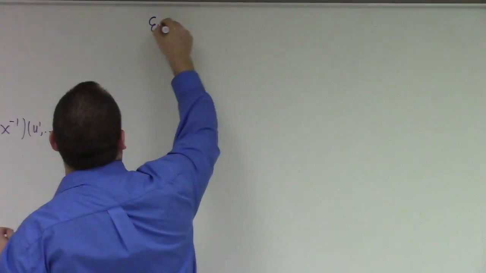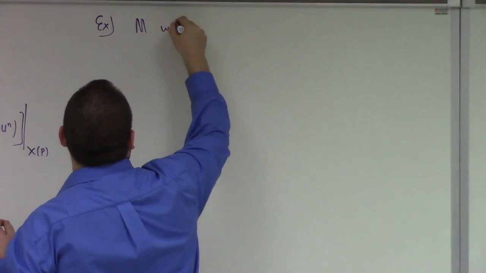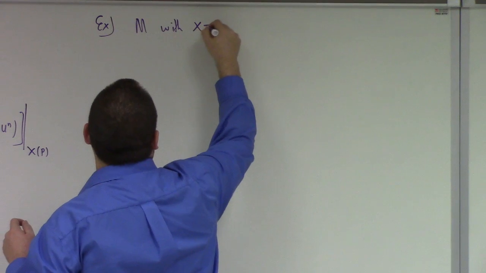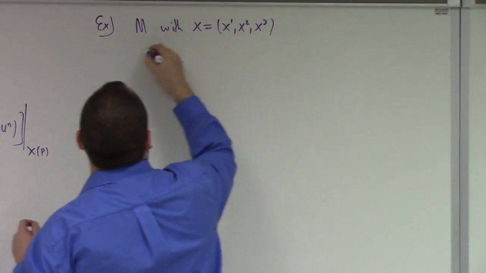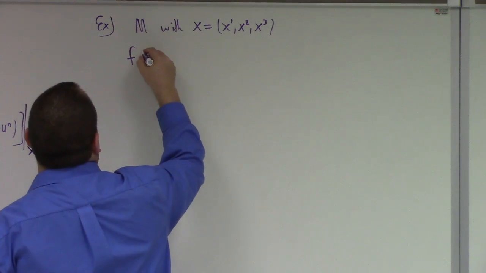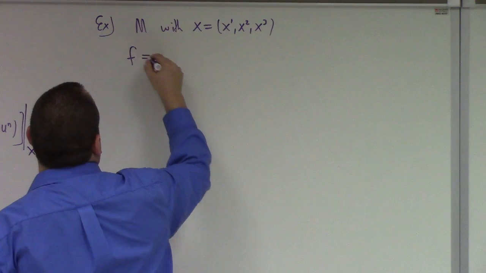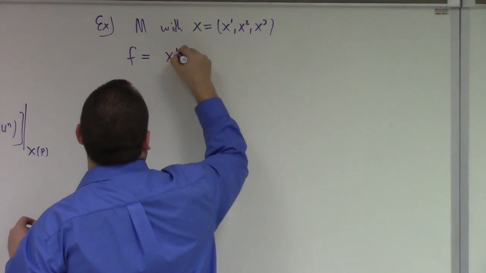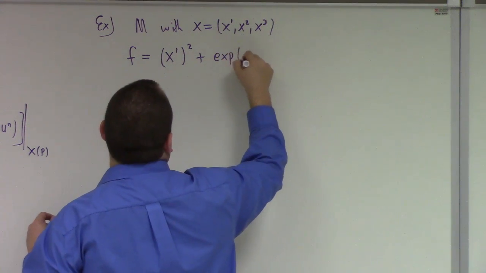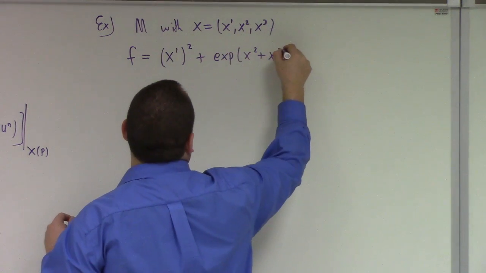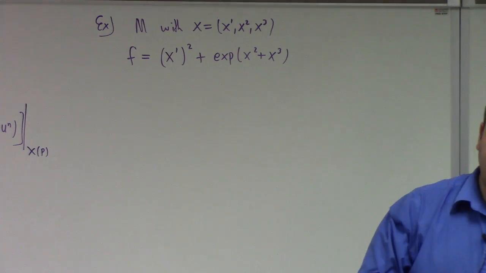But just as an example, if I had a manifold M with coordinate chart, say x1, x2, x3, and I had f equal to, let's say, x1 squared plus the exponential of x2 plus x3, I could write that.